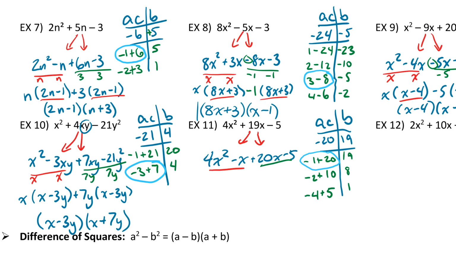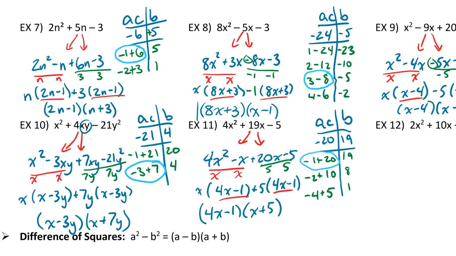So for the first group, we're going to have a GCF of x. So we're going to have x times 4x minus 1. For the second group, we'd have a GCF of 5. So we're going to have plus 5 times 4x minus 1. Insides match, and so we're going to have 4x minus 1 times x plus 5.